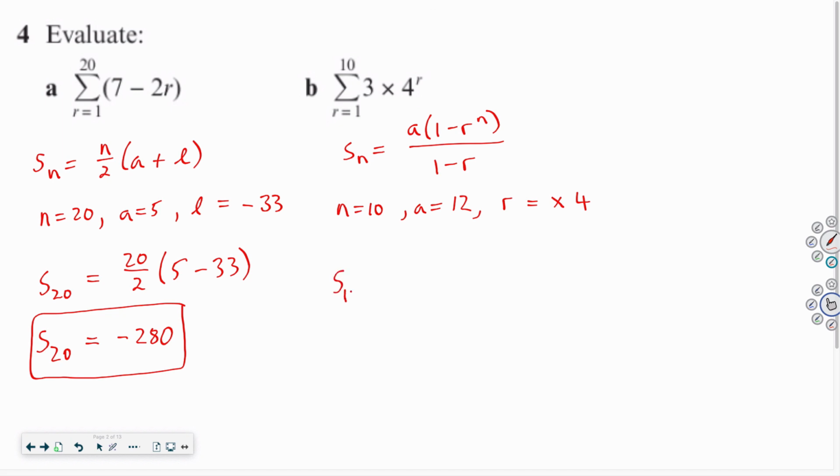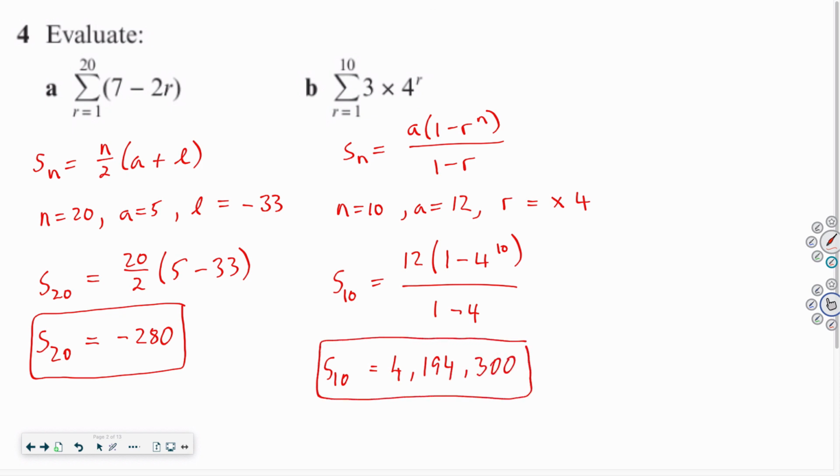So if we've got S10, that's going to be a, which is 12, and we're multiplying that by 1 minus 4 to the 10. It doesn't matter, we could have used the other formula, which is r to the n minus 1 over r minus 1, but it still works out the same, divided by 1 minus r, which is 1 minus 4. So S10, once you put that in your calculator, you get 4,194,300 as your final answer.